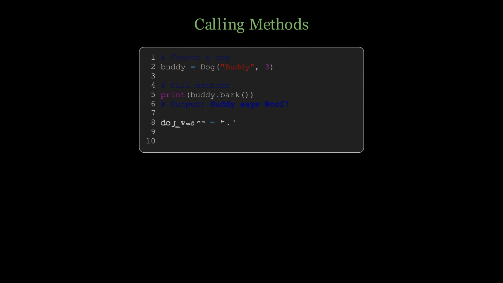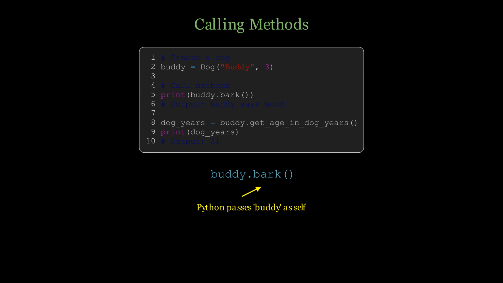To call a method, use dot notation just like accessing attributes. But include parentheses. Python automatically passes self, so you don't need to provide it. We call Buddy.bark with parentheses. Python automatically passes Buddy as self to the method. The method executes using Buddy's data and returns the result.